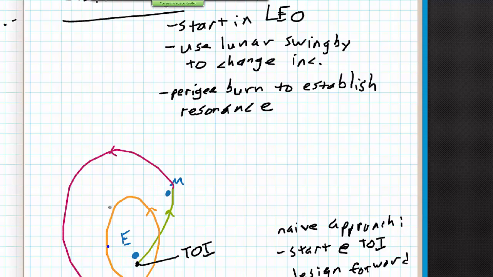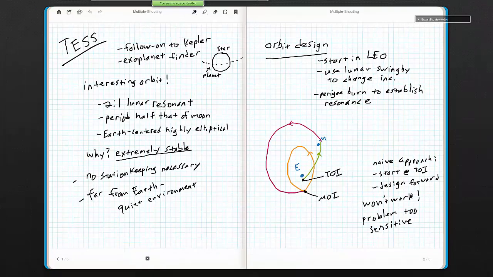We could burn a lot of fuel to do that, or we could use a lunar swing by to change that eccentricity and kick our perigee and apogee way out to what we need. So that's what we do, swing by. And then we do a perigee burn to create the right size mission orbit to get our resonant condition.